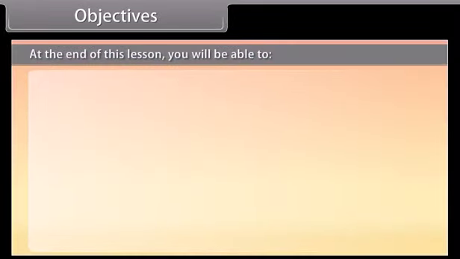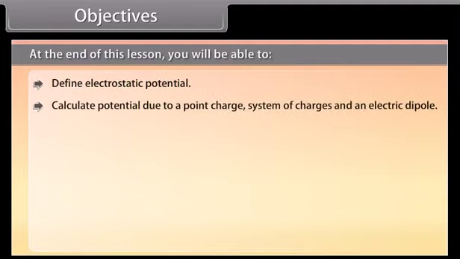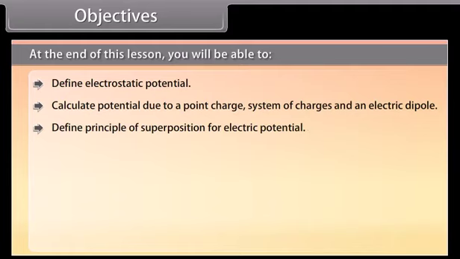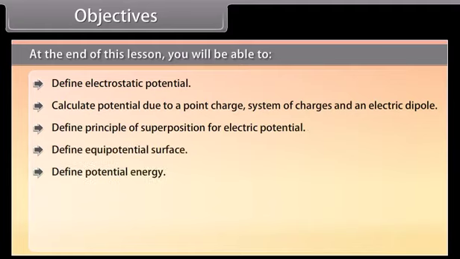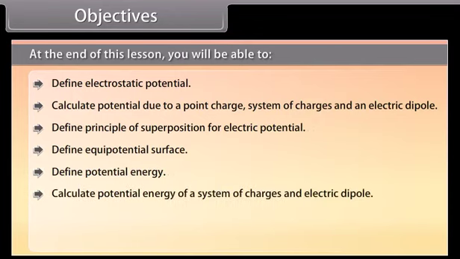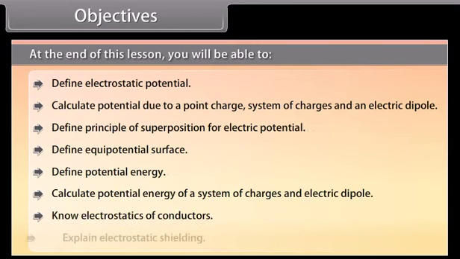Objectives. At the end of this lesson, you'll be able to define electrostatic potential, calculate potential due to a point charge, system of charges, and an electric dipole. Define principle of superposition for electric potential. Define equipotential surface. Define potential energy. Calculate potential energy of a system of charges and electric dipole. Know electrostatics of conductors. Explain electrostatic shielding.